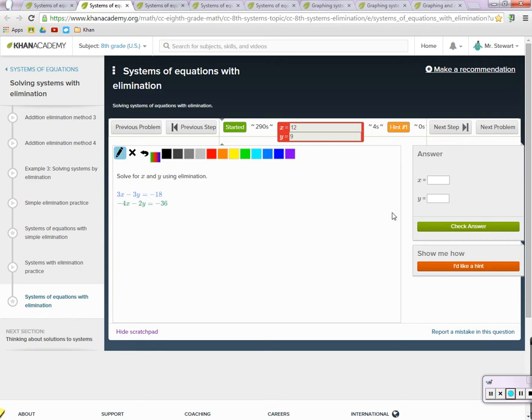Okay, so this system is 3x minus 3y is negative 18, negative 4x minus 2y equals negative 36. What I would like you to make a guess at is, we just did the one that we did previously. Why did I pick this one now for us to do?